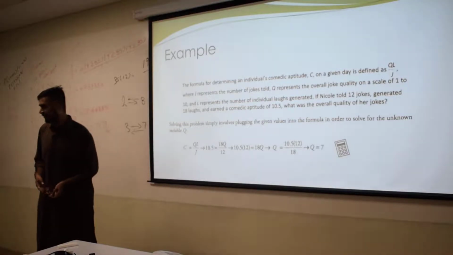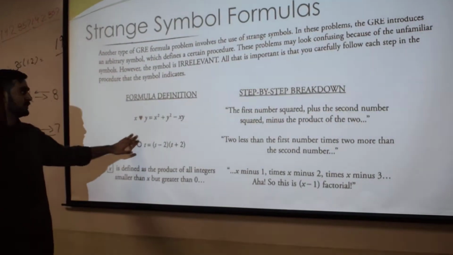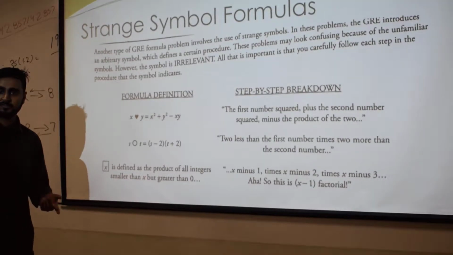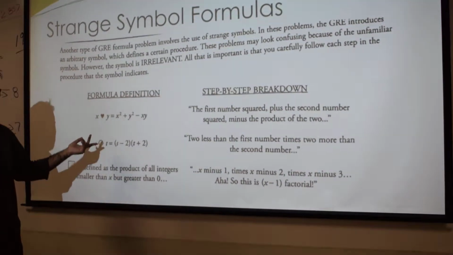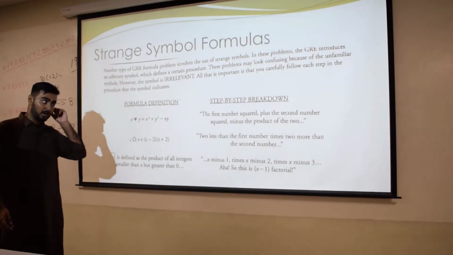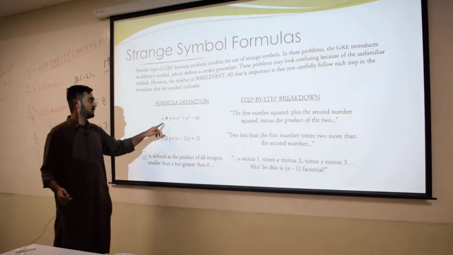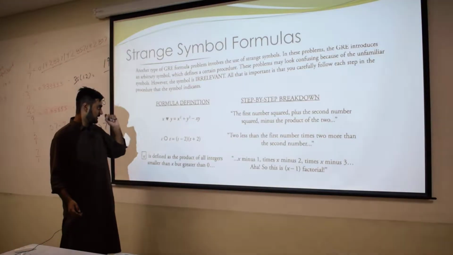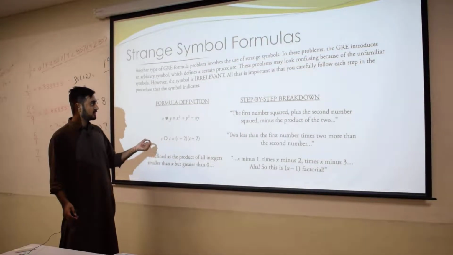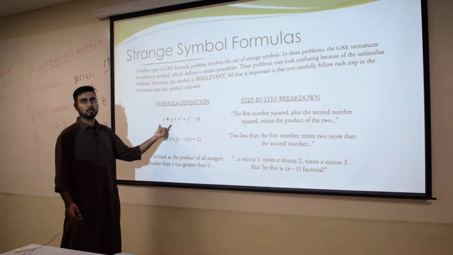And the next thing in formulas is basically the strange formulas, and in these formulas, as you can see over here, x heart y, that heart is not a very trivial symbol. It's not a symbol of addition or subtraction or multiplication or division, which you already know from your past experience. It's a user defined formula. It's defined in the question. So for example, over here when you see x heart y, this means that the first term square added to the last term square, subtract from these two terms the product of those two numbers.